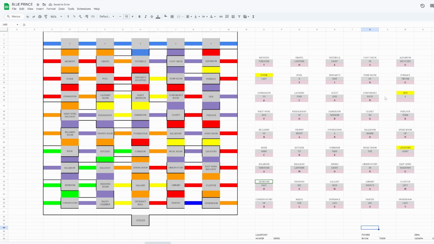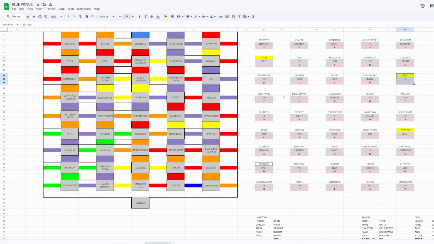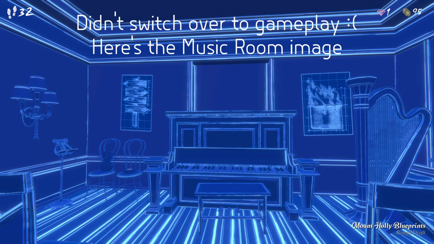Foyer is out on the chopping block. Den is out on the chopping block. Billiards is, yeah, we're good. Music room. So music room is really the last big one. So let's go back over there.